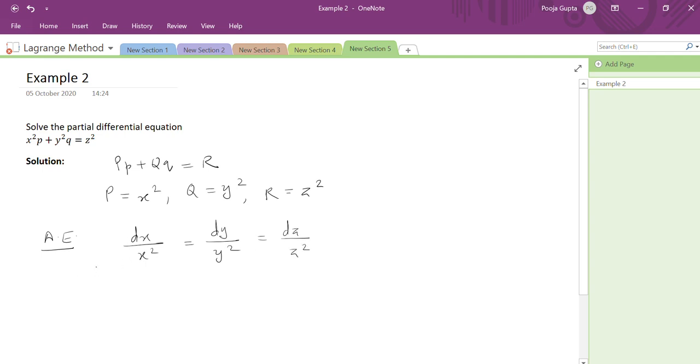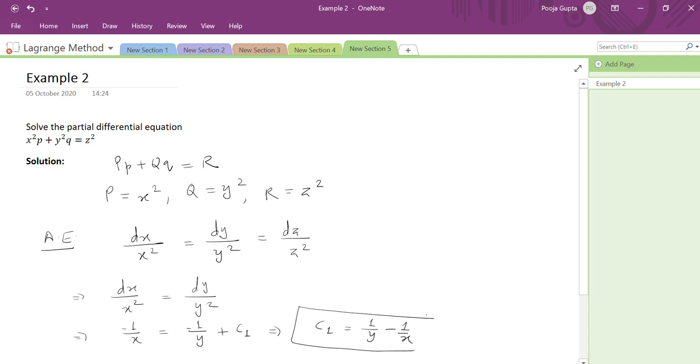Now consider any two fractions. Let's say the first two fractions. This will give dx upon x square is equal to dy upon y square, and after integration this will be minus 1 by x is equal to minus 1 by y plus c1, which will give c1 is equal to 1 by y minus 1 by x. So this is one solution, let's say u.